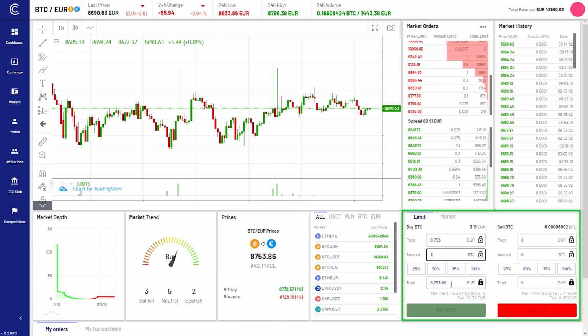In the case of sale, we do everything the same. We enter the price of the Bitcoin at which we want to sell, enter how many Bitcoins we want to sell or use percentage icon, and put our offer to the market.